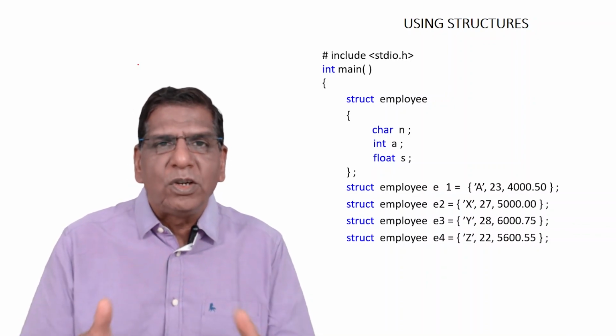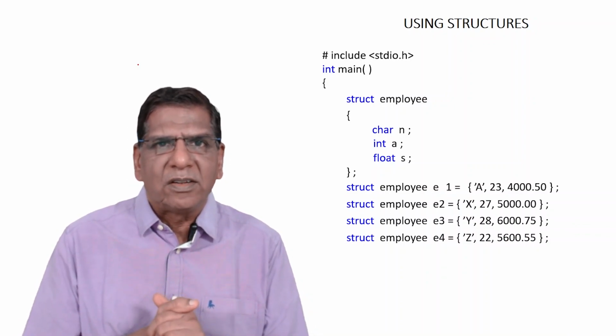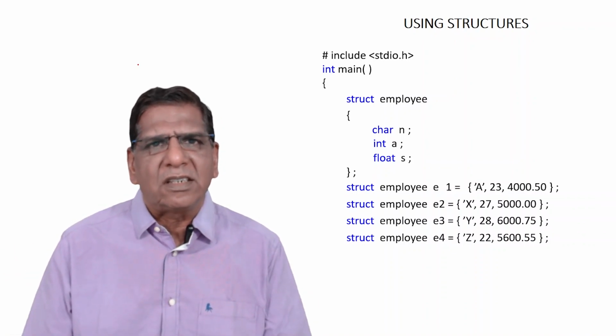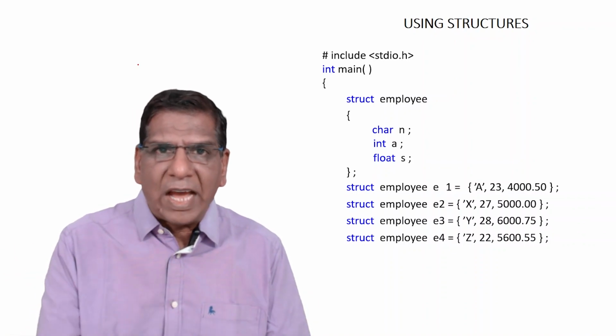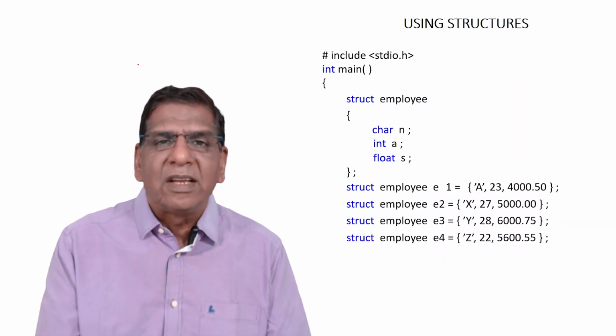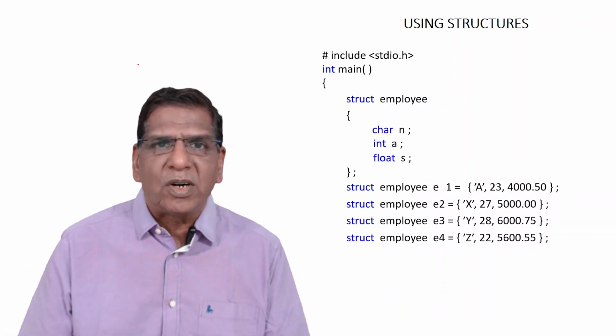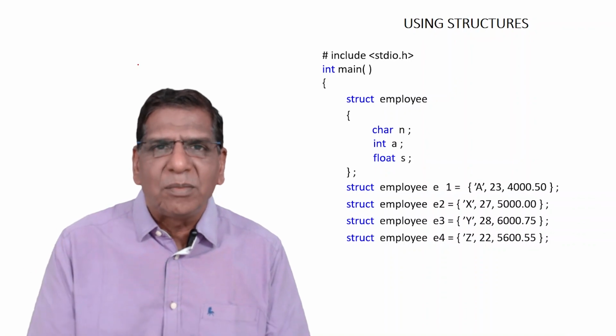So best way to deal with dissimilar data is what? Get it together inside a structure, because the way array is a collection of similar elements, likewise structure happens to be what? A collection of dissimilar elements.